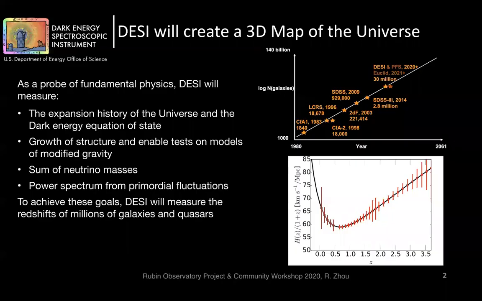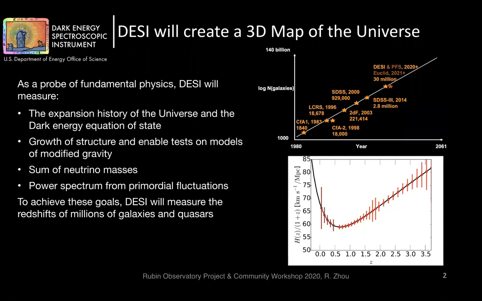The primary goal of DESI is to measure the expansion history of the universe and the dark energy equation of state. To achieve this goal, DESI will measure the redshifts of millions of galaxies and quasars, and in the process, create a 3D map of the universe.